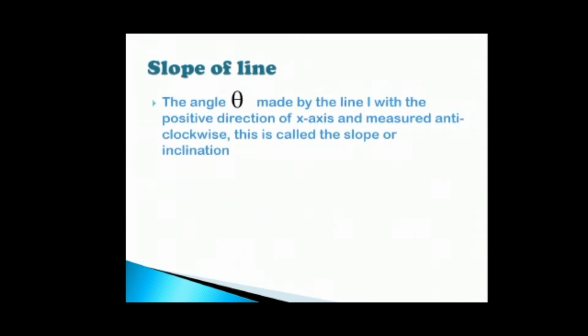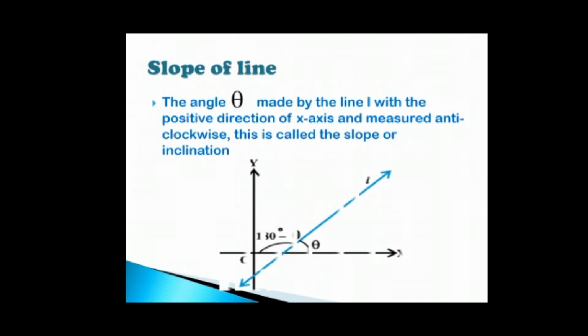Further, let us see what is slope of a line. The angle theta made by the line L with the positive direction of x-axis and measured anti-clockwise is called as slope or inclination. In the figure, you can see the line L which is making an angle theta with the positive direction of x-axis.